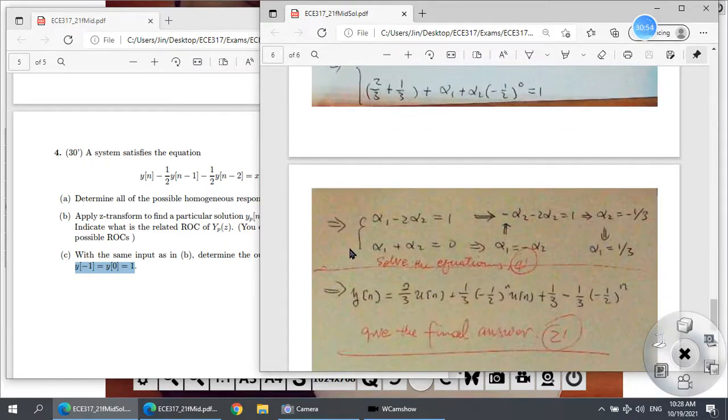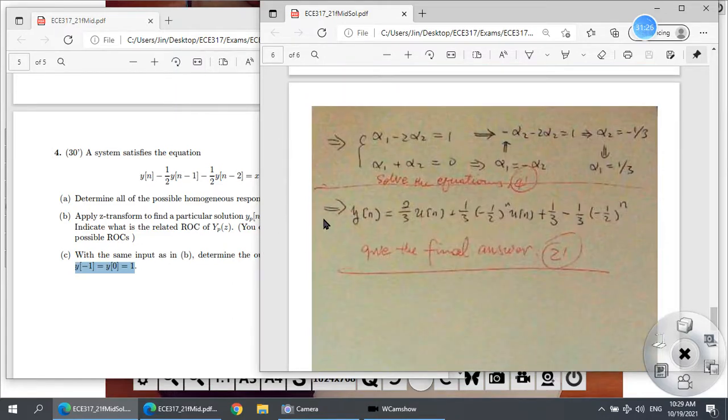Then we solve it. Alpha 1 plus alpha 2 is 0, so alpha 1 is negative alpha 2. Then plug in here: negative alpha 2 minus 2 alpha 2 equals 1. So we have negative 3 alpha 2 equals 1, so alpha 2 is negative 1/3. Now alpha 1 is the negative of alpha 2, so alpha 1 will be positive 1/3.